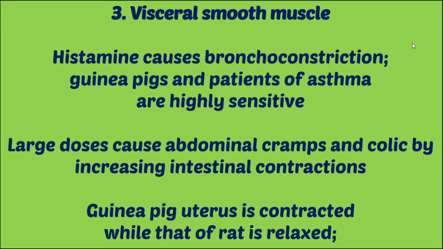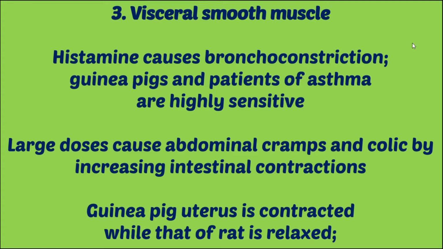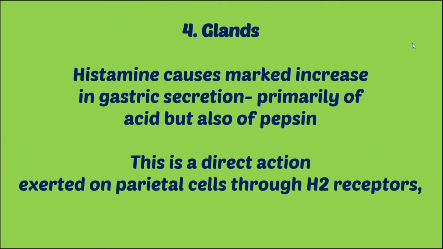Large doses cause abdominal cramp and colic by increasing intestinal contractions, right? So if you remember H1 receptor, whenever histamine binds on this H1 receptor, it produces contraction of smooth muscle by H1 receptor. Now this abdominal cramp or colic is one of the H1 receptor mediated actions of histamine, right? Guinea pig uterus is contracted while the rat uterus is relaxed under release of histamine.